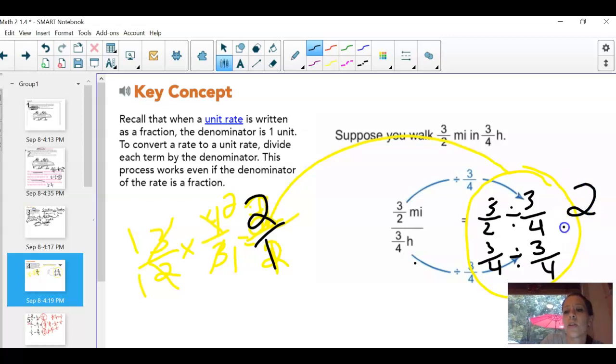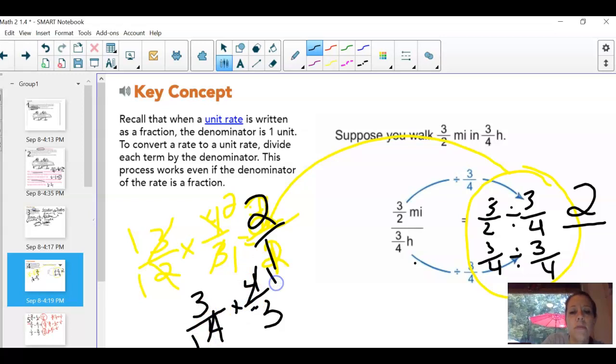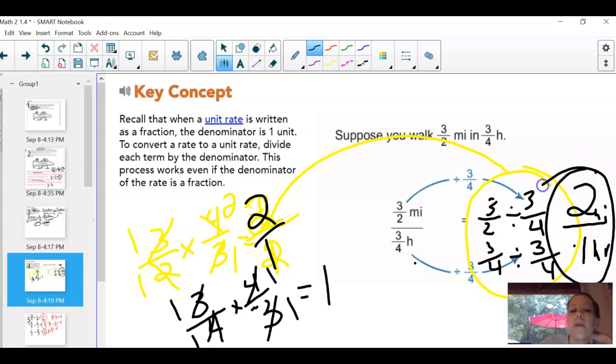So this is 2. Now let me show you why, when you divide the denominator by the same number, it equals 1. So I'm going to change it to multiplication. 4/3 is the reciprocal. 4 divided by 4 is 1. 3 divided by 3 is 1. So that equals 1. So my answer to this problem is 2 miles per 1 hour. I don't cancel out any of those because mile and hour are different units. Therefore, I'm done. So the unit rate for this would be 2 miles per 1 hour.